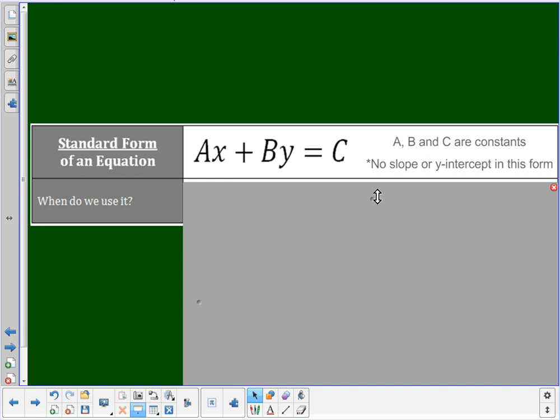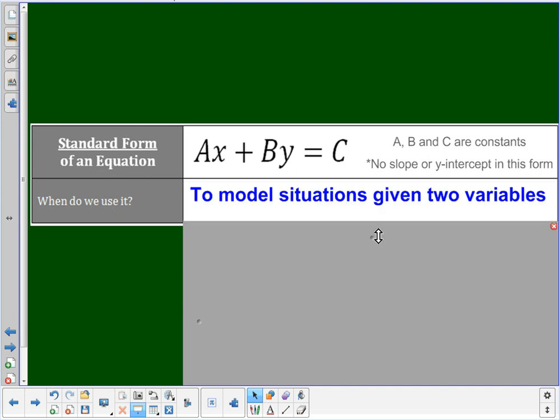Okay. Now the thing about this is a lot of people want to look at this equation and say, oh, a is my slope because it's with the x variable. That is not the case. The coefficient in front of the x variable is only the slope when y is by itself, but y is not by itself here. So this is just merely a form that we use to model situations given two variables.